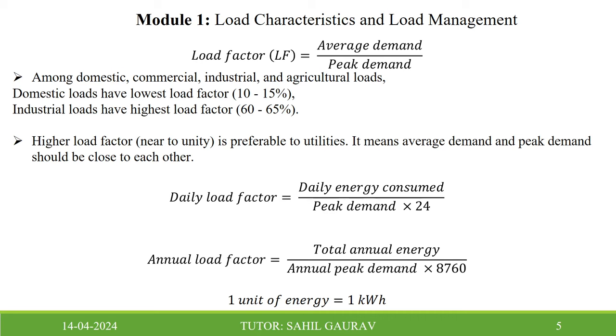If they ask you to find the daily load factor, they have given the data in energy consumption. So you can write the expression for daily load factor in terms of energy consumed: daily energy consumed divided by the total number of hours in a day, that is 24 hours, upon peak demand for the day. Now they may ask you to find the annual load factor; based on energy consumption you take total annual energy upon 8760. In 1 year, how many hours? 365 days into 24 hours, that is 8760 hours. So you divide by 8760 and annual peak demand, and 1 unit of energy is equal to 1 kilowatt hour.